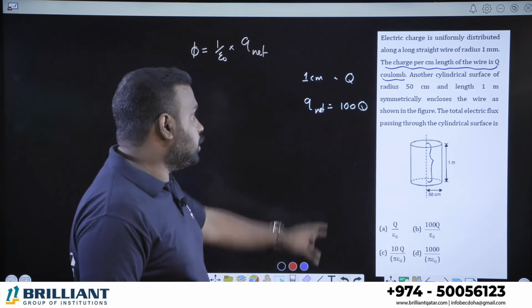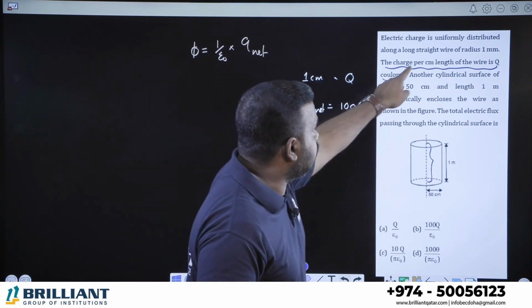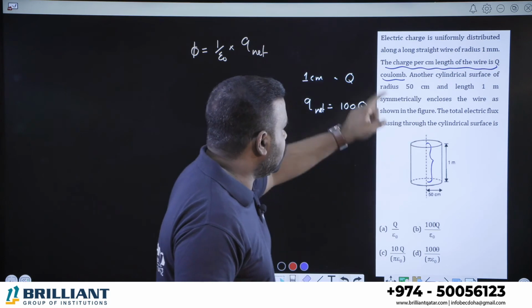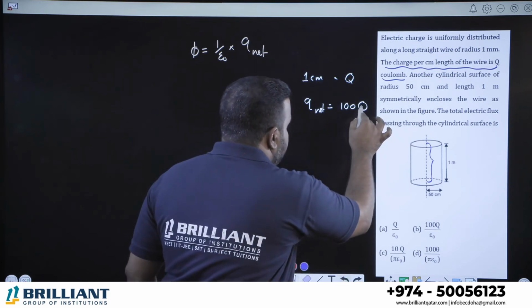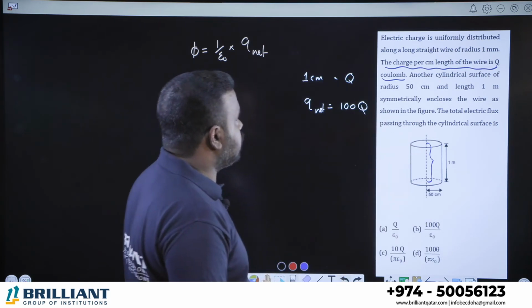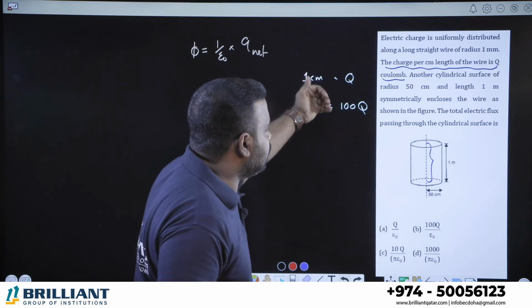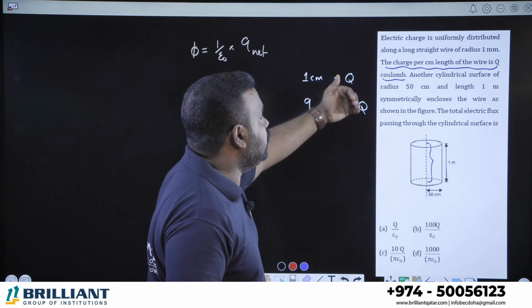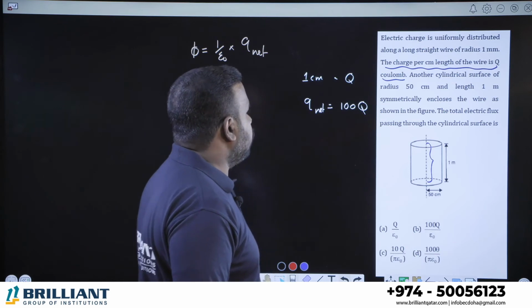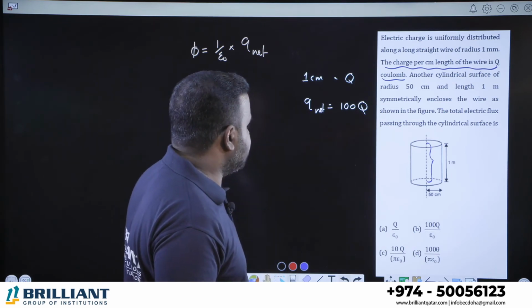Why 100 times? Because per centimeter length there is q coulomb. In 1 centimeter q coulomb. So in 1 meter is the length of that cylinder, the Gaussian surface. So 1 meter means 100 centimeter. So in 1 centimeter q means in 100 centimeter will be 100 q. Okay. So this is the net charge enclosed.